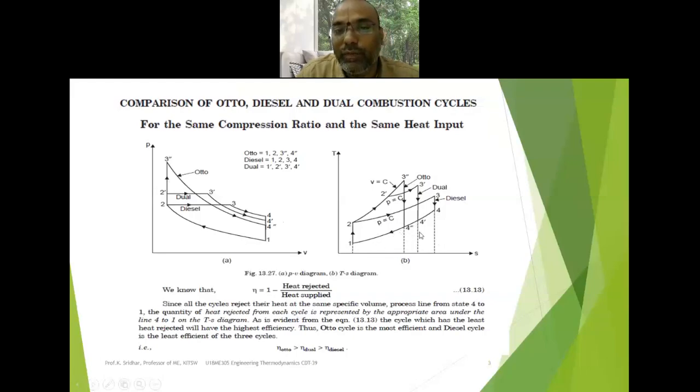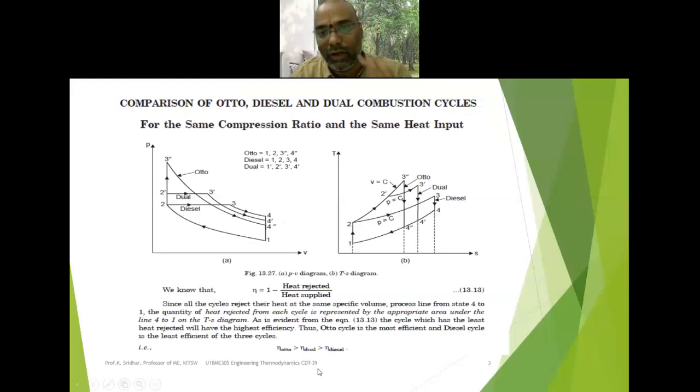Then next, which one has the lesser amount of heat rejection? This is the dual cycle. So the intermediate one is the dual cycle and the last one is the diesel cycle. In the diesel cycle, we have the larger area of heat rejection. So that's why we can say that the Otto cycle is the most efficient compared to the dual cycle and the diesel cycle while operating at the same compression ratio and for the same amount of heat rejection. That is a very important conclusion we are able to derive.